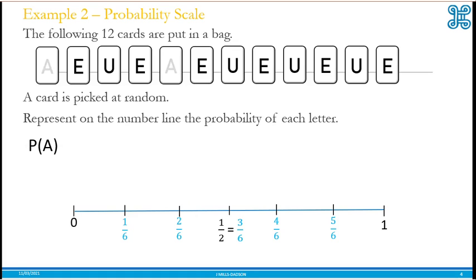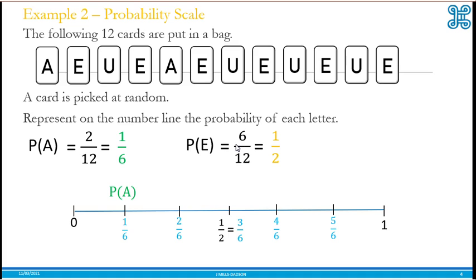P of A: there's only 2 cards with A, so 2 over 12, which is 1 over 6. So we put P of A on the scale. P of E: 6 cards flashing, so that's 6 over 12. 6 over 12 is 1/2, or 3 over 6. So we put P of E on 3 over 6, or half.